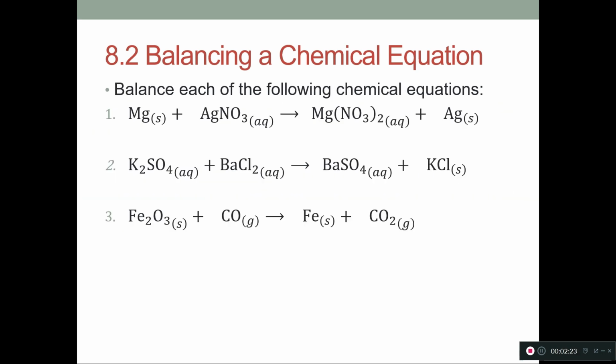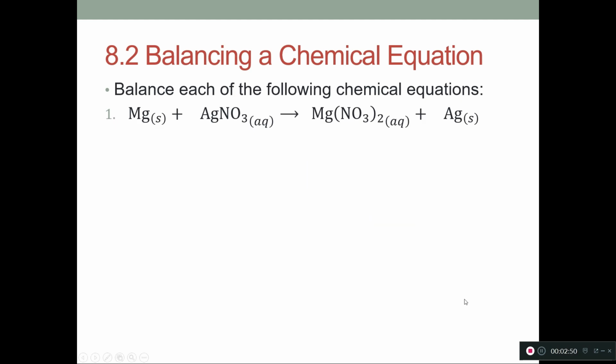And so let's look at our first batch of chemical equations here. If you want to pause the video and try balancing these on your own, I would encourage that, but I am going to go through these first three here in some detail so we can see how we can balance these. So let's look at this first one here. We have magnesium plus silver nitrate becoming magnesium nitrate plus silver.